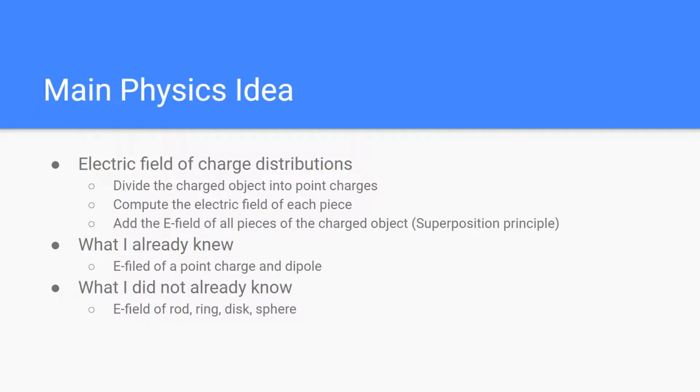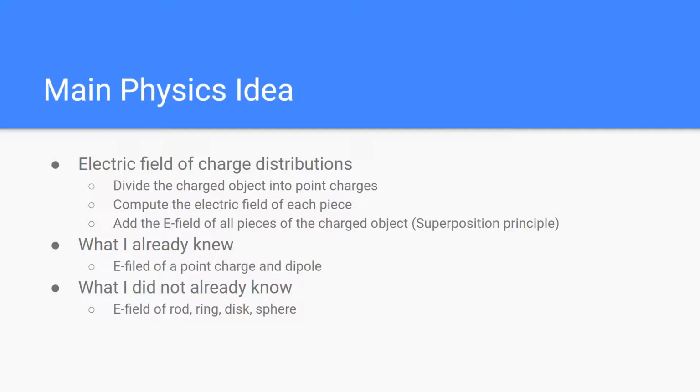What I already knew from the previous chapter is that the E field of a point charge and a dipole can be calculated using equations. For a point charge, E equals 1/(4πε₀) times q over r squared times the direction vector. And for dipoles, we have one for on-axis and another one for perpendicular.